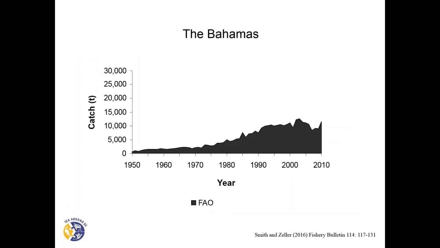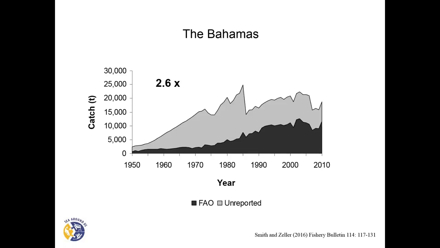Now, I would like to talk you through a few examples of these catch structures to actually get a feel for what we're talking about. The first example I want to present is the Bahamas. This is the official data that the Bahamian government reports to FAO each year. And by the scale on the y-axis, you can already guess what's going to happen. The reconstructed catch, however, is over 2.5 times as much as the reported. So the total is actually 2.5 times the reported.